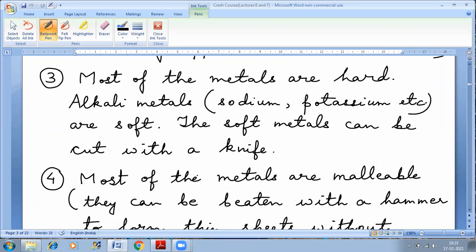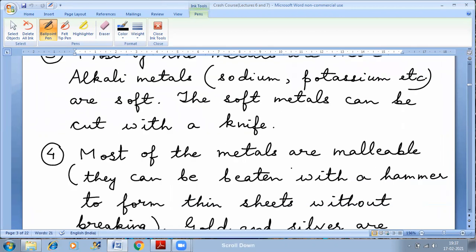Most of the metals are malleable. Now, what is the meaning of this malleable? Malleable means that the metals can be beaten into thin sheets with a hammer, to form thin sheets. But then they will not break, because if you start beating with a hammer, they should not break.